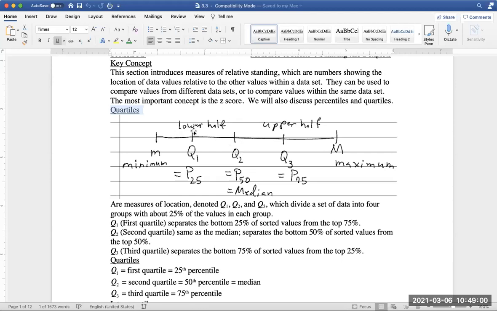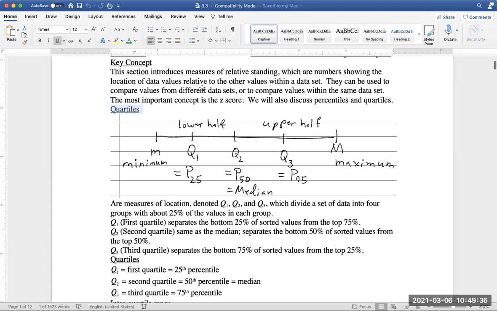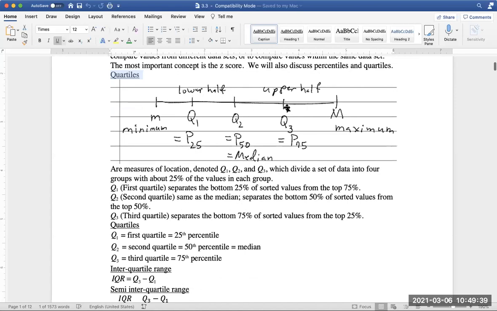Now take the median of the lower half. That gives me my first quartile, the 25th percentile. If this is the first quartile, then the median here is going to be the second quartile. Now let's divide the upper half in half. We'll call that the third quartile or the 75th percentile. These measures of location, first quartile, second quartile, third quartile, divide the data into four parts.